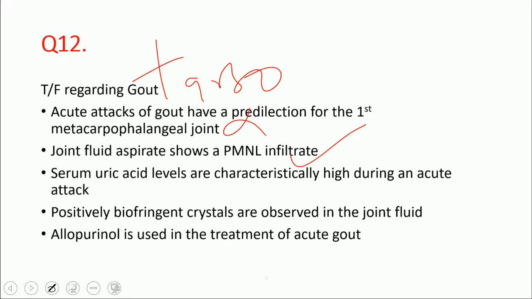So the differential is septic arthritis. You aspirate the joint, you will see neutrophils, right? And also, in Sri Lanka, it is metatarsophalangeal. I don't know whether any studies show that it is not the metatarsophalangeal joint, but the knee can be involved too. So we are talking about the diagnosis. So presentation, acute gout, aspirate, you see a neutrophil infiltrate, and then you send off the joint fluid for crystals.